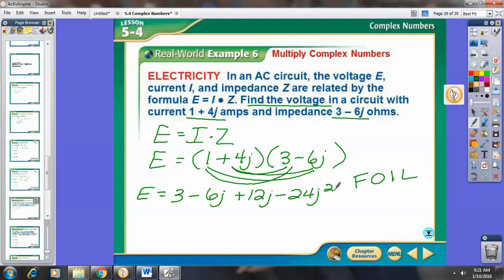Squared. Negative 24j squared. Okay, so let's go ahead and combine our terms. Negative 6j plus 12j is 6j.